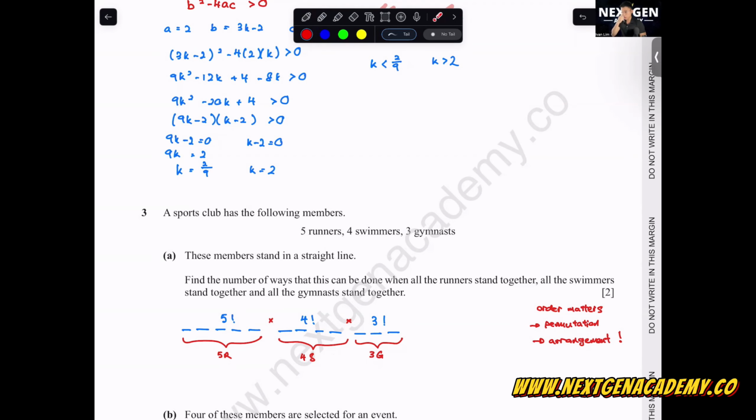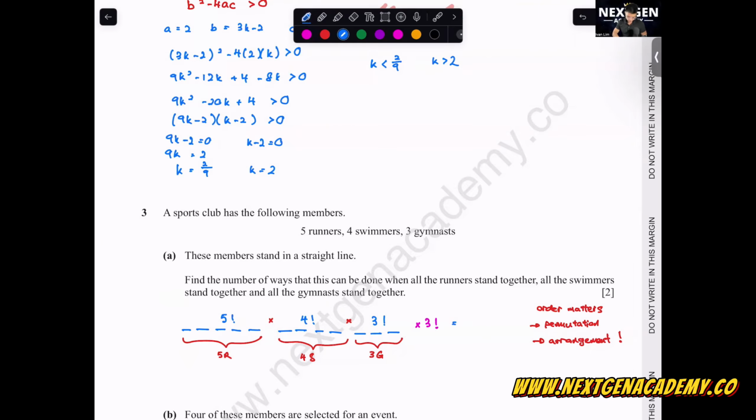If you do this only, you get 1 mark. So you got these 3 of them, and you also want to rearrange it. So we are going to multiply this by 3 factorial. This other 3 factorial is to rearrange the order of the R, S, and G. Got it? Okay, so we can get the final answer.